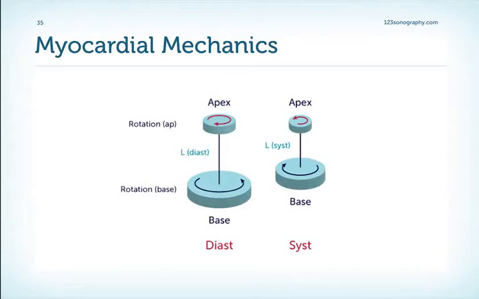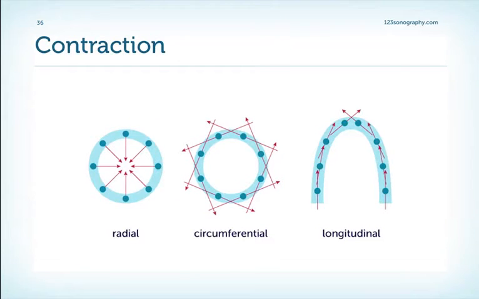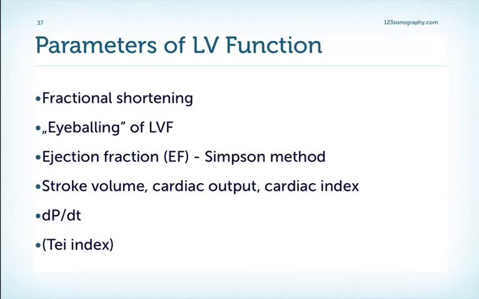In reality, the base and the apex rotate in opposite directions. With the help of modern echocardiographic techniques, we can actually measure this motion. We call them twist or torsion. With these techniques, we've also come to understand that there are different components of contraction. The radial component, which is directed inwards to the center of the ventricle, the circumferential motion, which gives the heart a certain degree of twist, and also the longitudinal component, which is directed from the base to the apex and vice versa. We have to keep these factors in mind when we interpret left ventricular function.